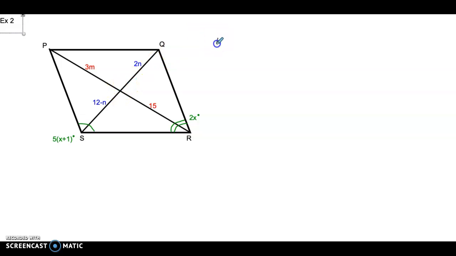So that means this 12 minus n is the same length as the 2n. And we would solve for n that way. Since this is a midpoint of both the diagonals, the red ones, 3m is the same thing as the 15. And again, we can solve for m. Now, these green angles, these are not opposite angles. So, another property of parallelograms. These are called consecutive angles.